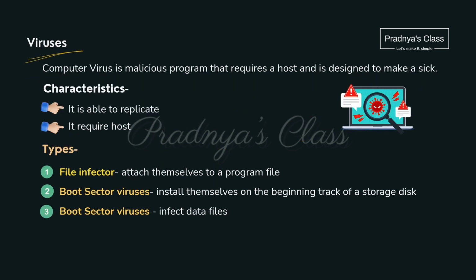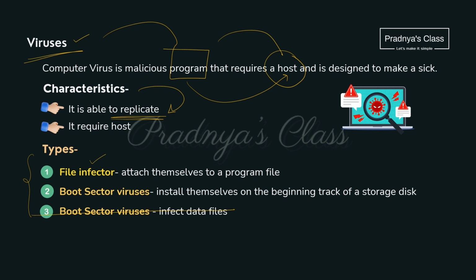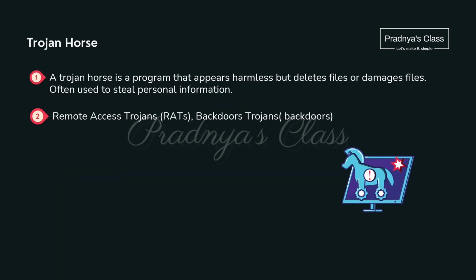Now we are going to discuss some ways in which our system will get infected. First is virus. A virus is nothing but a program which requires a host, just like a biological virus. Without a human body, a virus cannot spread. In the same way, this program also needs some device. And we know the main characteristic of a virus, it will replicate. Here are the types of viruses, file infector and boot sector virus.